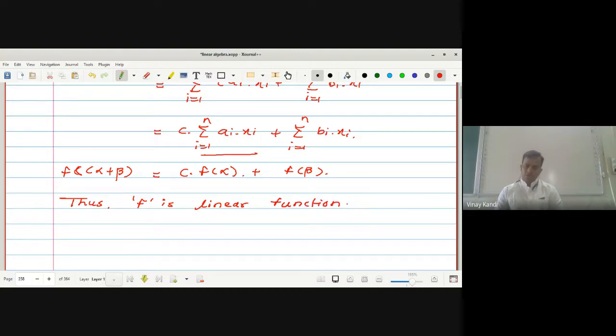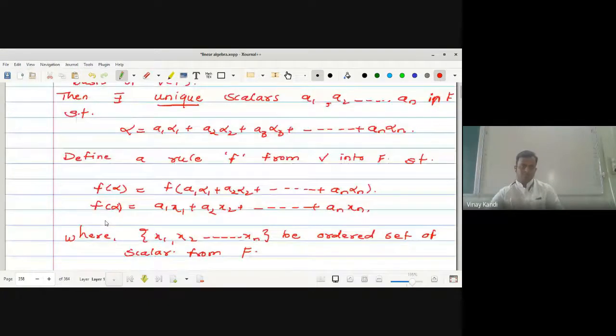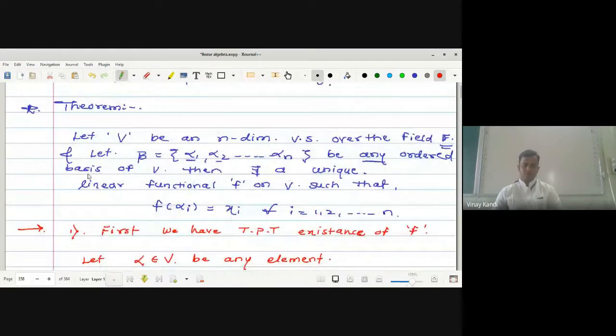A linear functional on V such that f of alpha i is equal to xi, for i running from 1, 2 up to n. Now one more step is there: uniqueness. Look at the statement: there exists a unique linear functional.